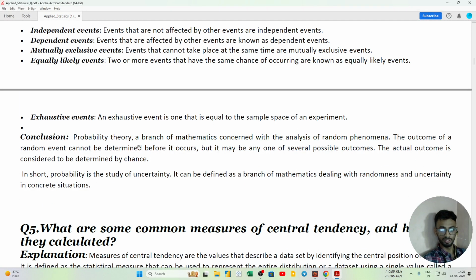So, in conclusion, probability theory is a branch of mathematics concerned with the analysis of random phenomena. The outcome of a random phenomenon cannot be determined before it occurs, but it may be any of several possible outcomes. The actual outcome is considered to be determined by chance.